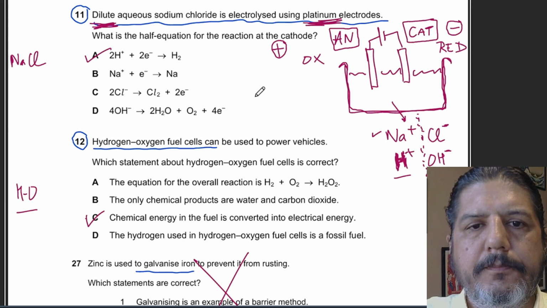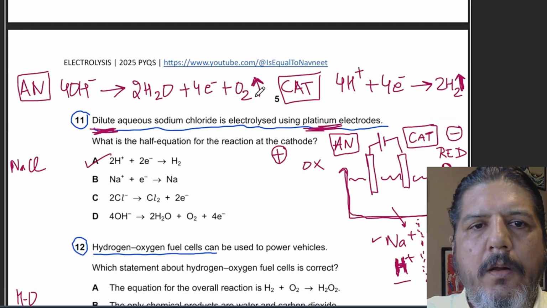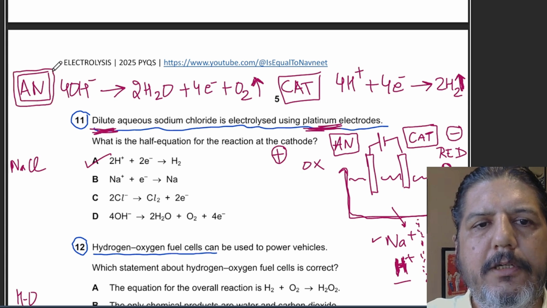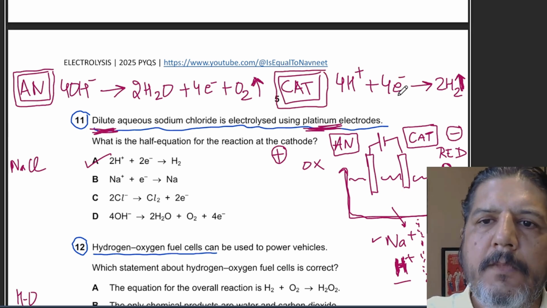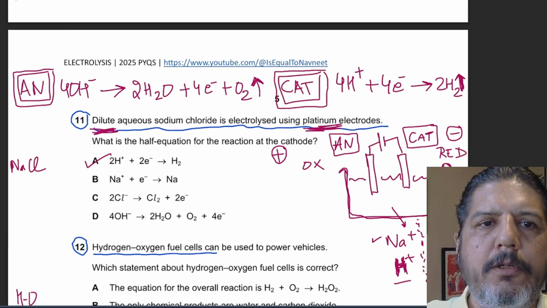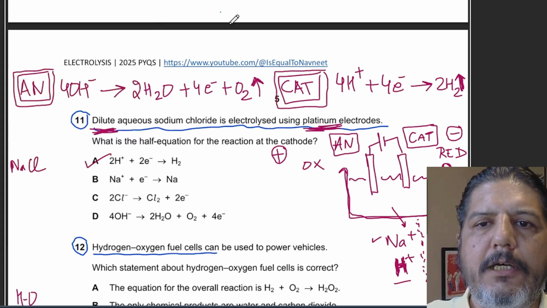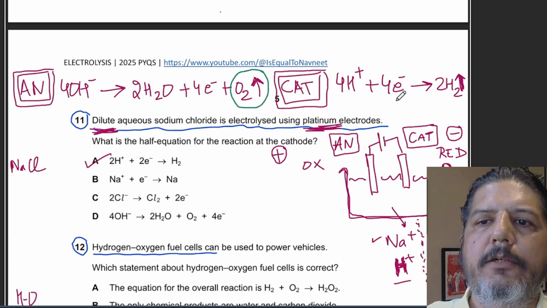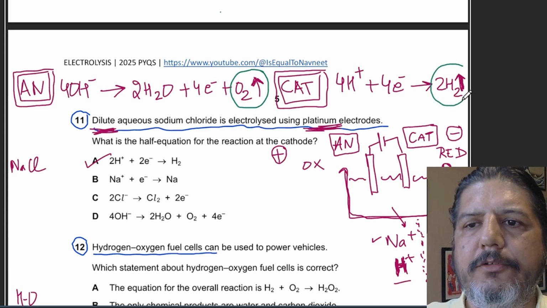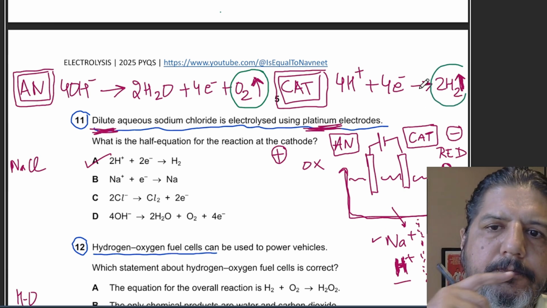So if you see, at anode, we will have oxidation, and oxidation will follow this reaction. At cathode, we will have reduction. And this is the reaction which will be followed. And we will have discharge of oxygen at the anode, and we'll have a discharge of hydrogen at the cathode.